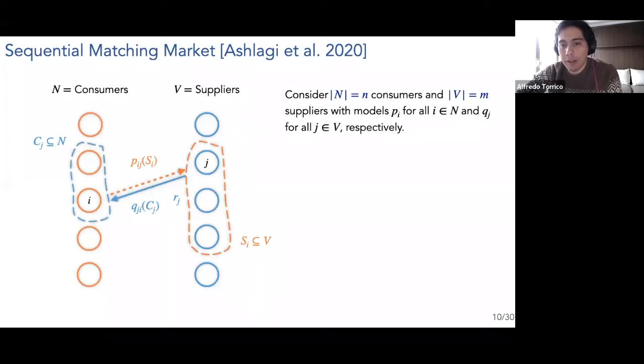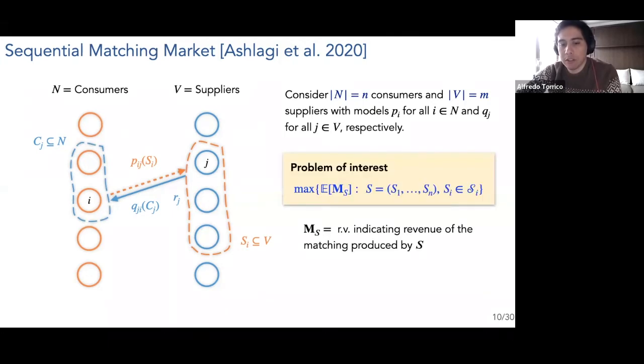So formally, we have N consumers and M suppliers with different choice models, Pi and Qj. The problem for us is to select a family of menus that we're going to show to the consumers in order to maximize the expected revenue of the final match. And this expectation is with respect to the probabilistic choices that the participants have.